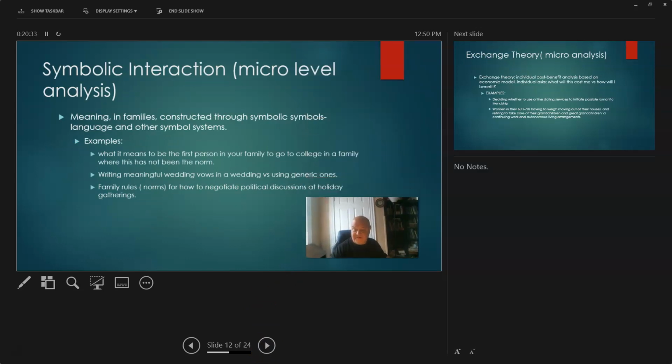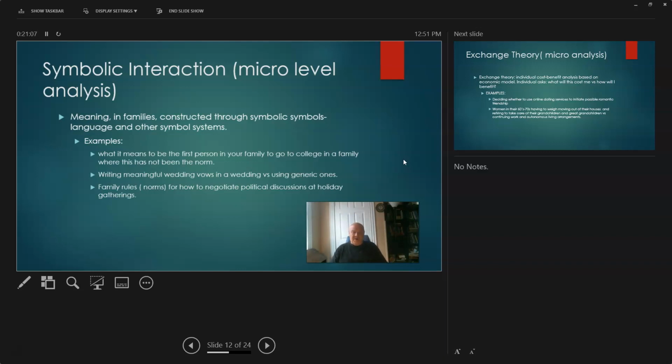So, symbolic interaction. Meaning in families is constructed through symbols, language and other symbol systems. Examples: what it means to be the first person in your family to go to college in a family where this has not been the norm. Writing meaningful wedding vows versus using generic ones. Or family rules or norms for how to navigate political discussions at holiday gatherings.